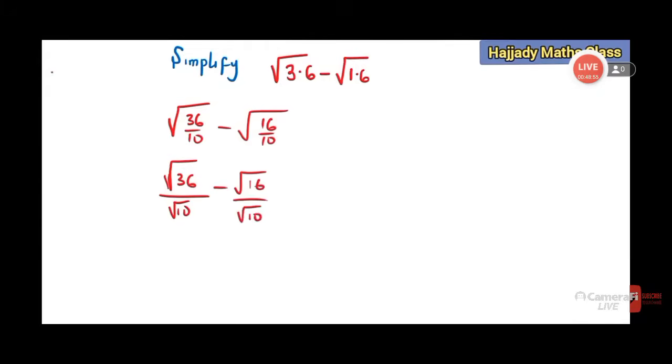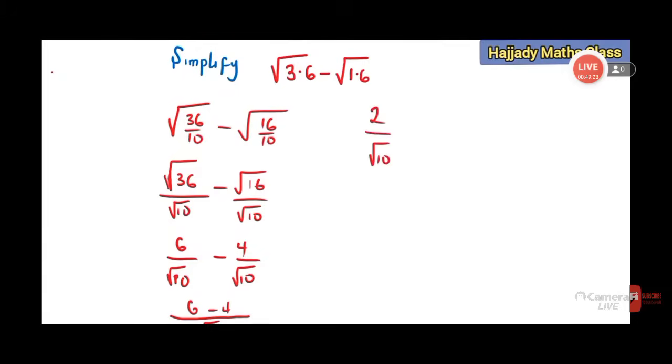And the square root of 36 is the same thing as 6 over root 10. Don't forget that 10 is not a perfect square, so you cannot easily find the square root. While also the square root of 16 is 4 over root 10. And finding the LCM of these, we have the LCM to be root 10. And here we have 6 minus 4, which is equal to 2 over root 10.